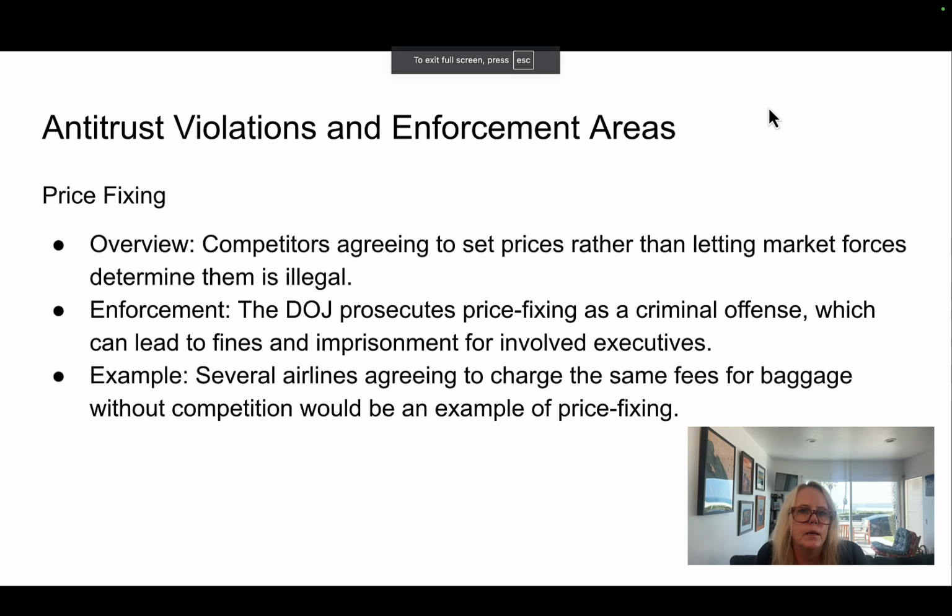Price fixing is when competitors get together and agree to set prices rather than letting market prices determine them on their own. Price fixing is illegal, and the DOJ prosecutes price fixing as a criminal offense. An example would be if several airlines got together and agreed to charge the same fees for baggage without allowing for natural competition. You hear about price fixing in lots of markets. Sometimes they're conspiracy theories, sometimes they are actionable, but you see prosecutions about price fixing come out a few times a year from the DOJ.